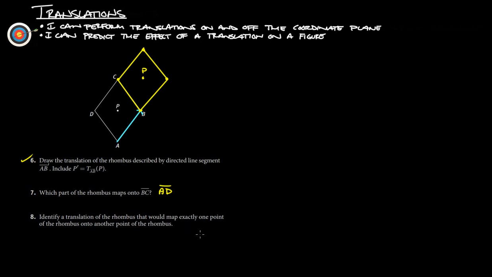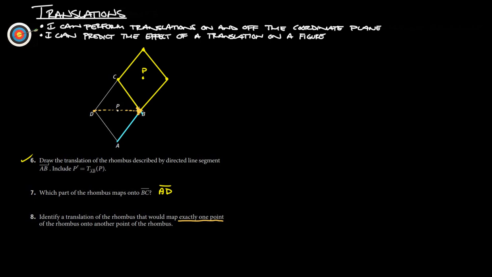And then last one, identify a translation of the rhombus that would map exactly one point of the rhombus onto another point of the rhombus. So the key on this thing here is it says maps exactly one point. So what we could do is we could start at D, and we could draw the line over here to B, and make that our ray, our directed line segment, they call it.